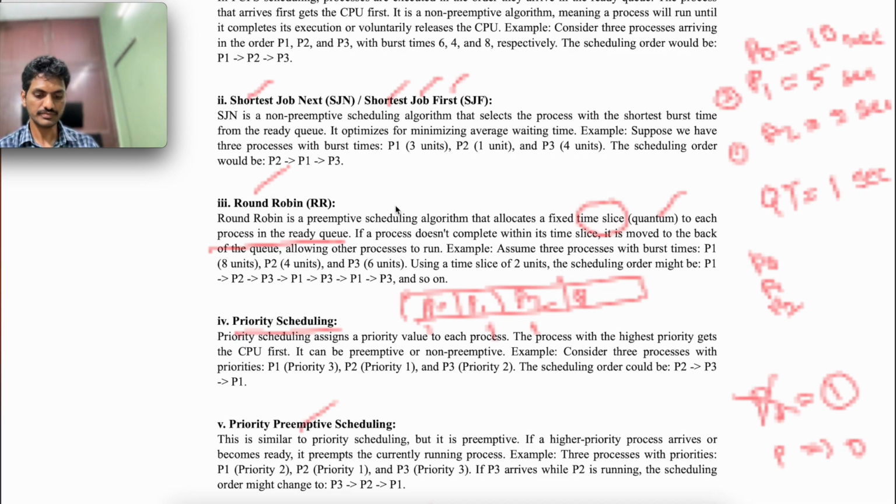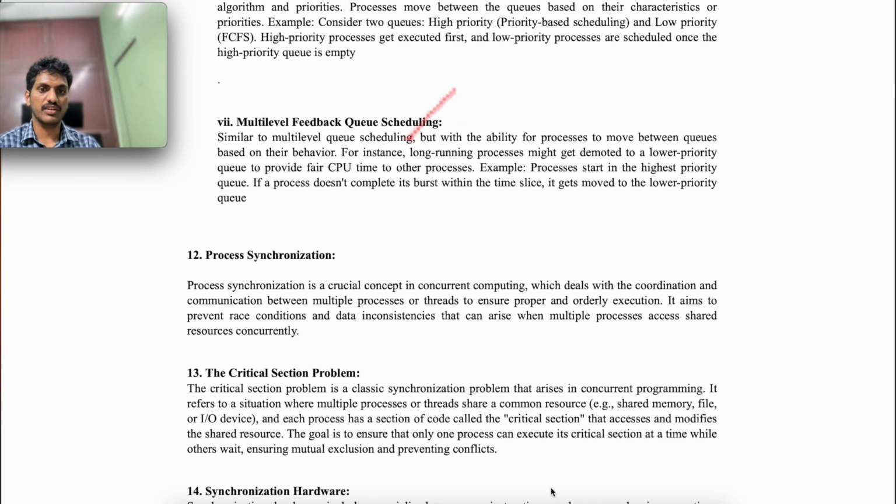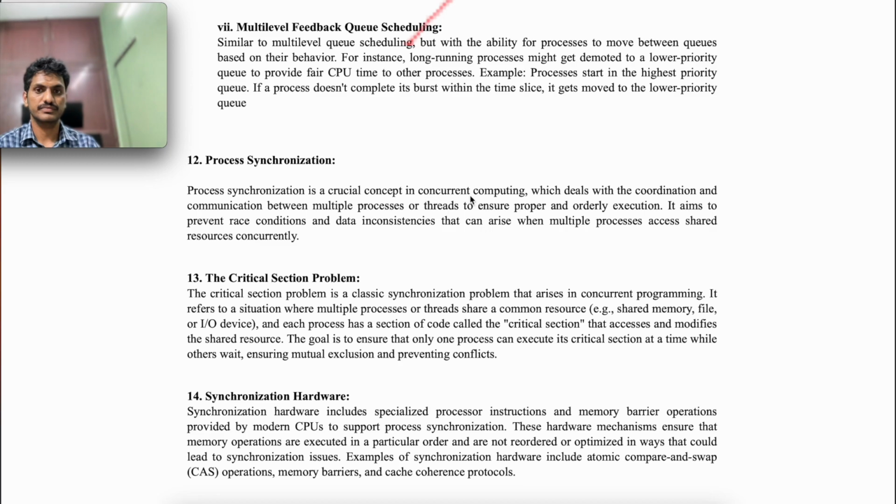Next, we have process synchronization. What it is doing is dealing with the coordination and communication between multiple processes. Okay. Next, the critical section problem. What is this critical section problem saying?